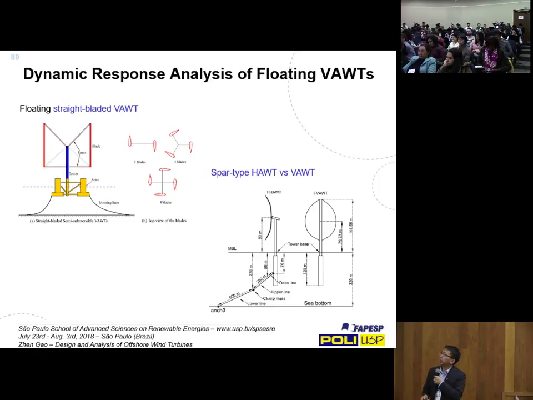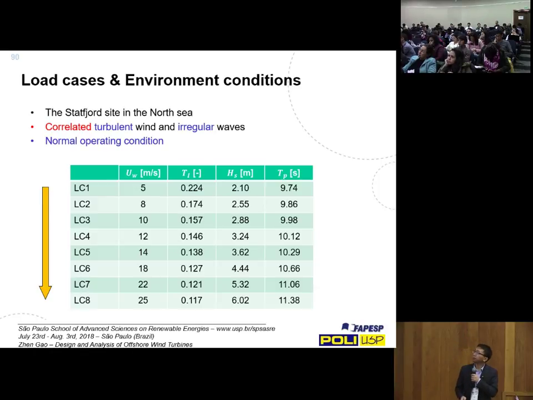And then we talk about the two other cases we studied. That is, trying to increase the number of blades to reduce this 2P effect. And then we also look at the comparison between a horizontal axis wind turbine and a vertical axis wind turbine, more from a response point of view. And here we define some load cases with increasing wind speed and correspondingly increasing wave conditions. And later we show the results for these cases.